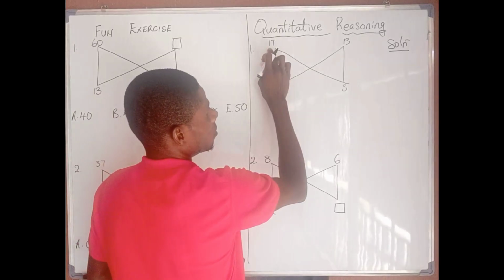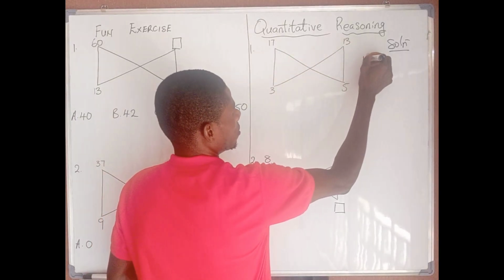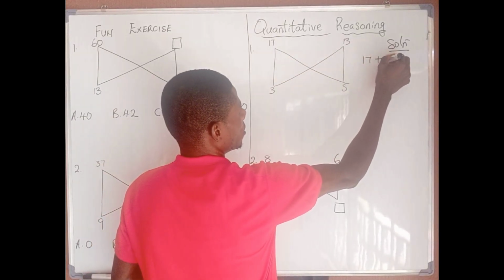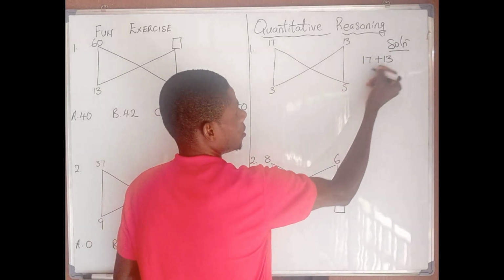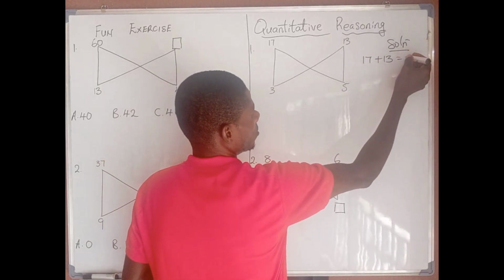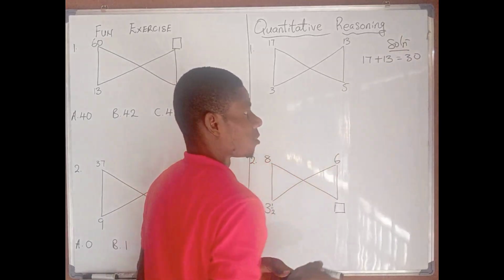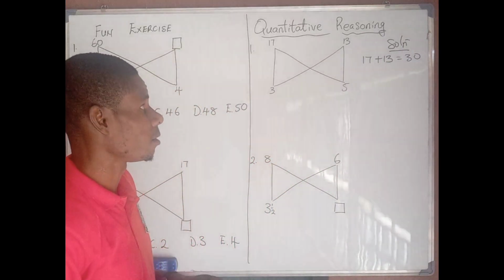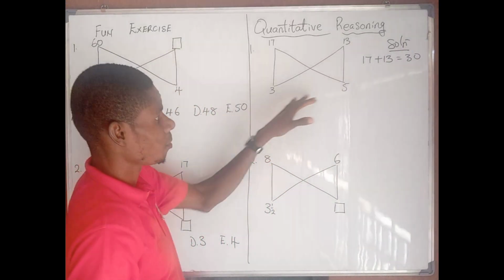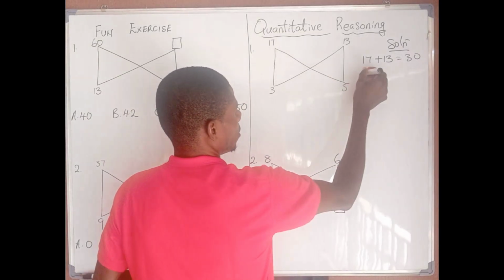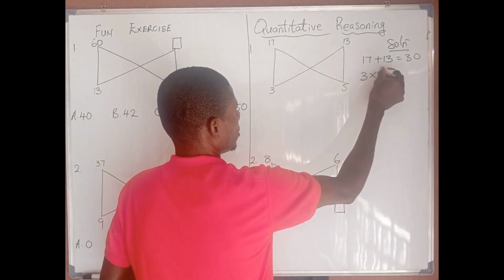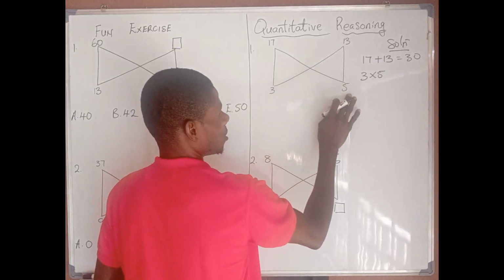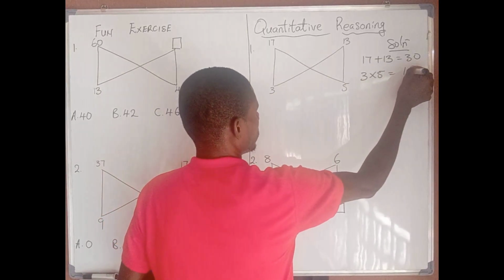So we have 17 and 13. We are adding the two. If we add the two, these will give us nothing but 30, right? So again, we have 30 there. All right, the lower base, we have 3. Let's multiply it by 5. So 3 times 5, this is 15.